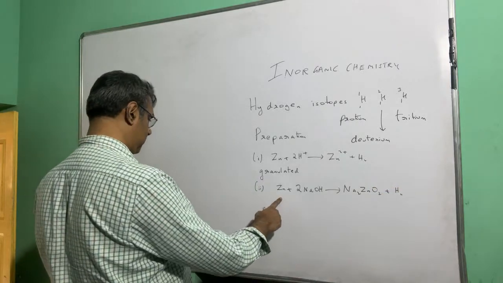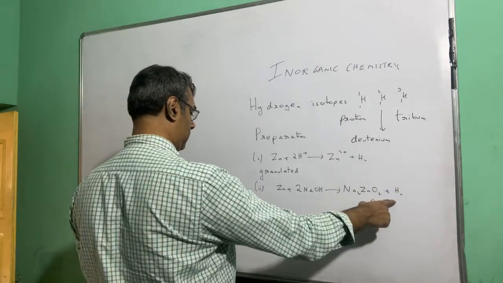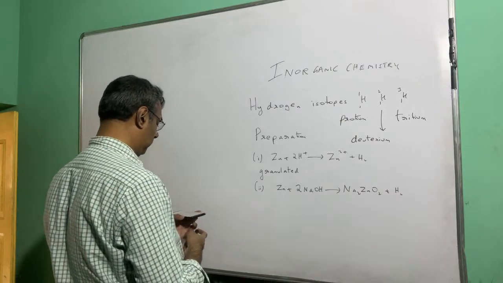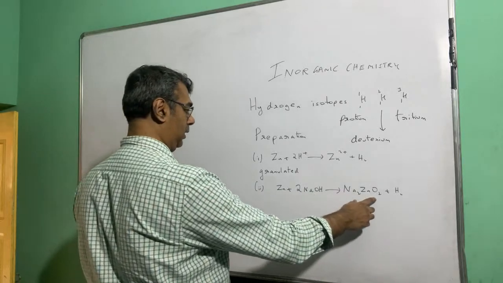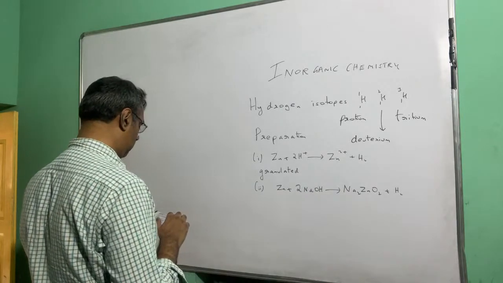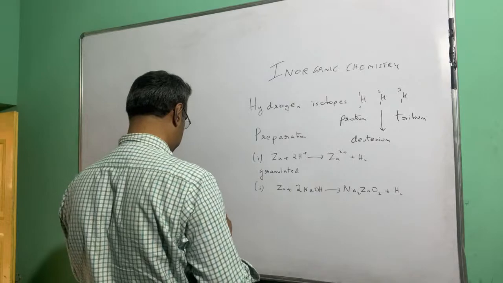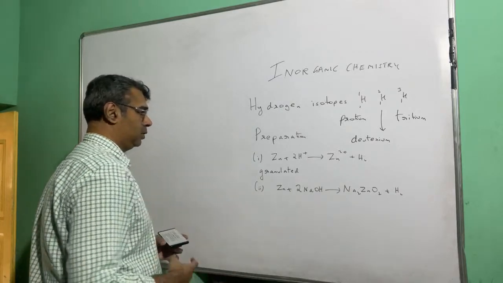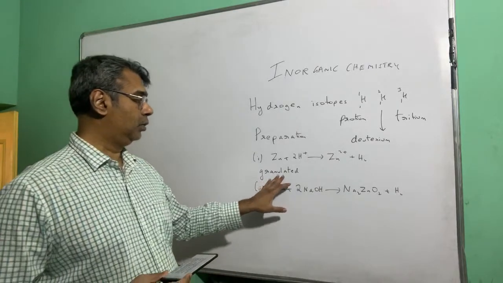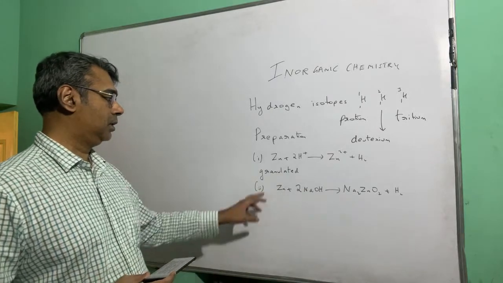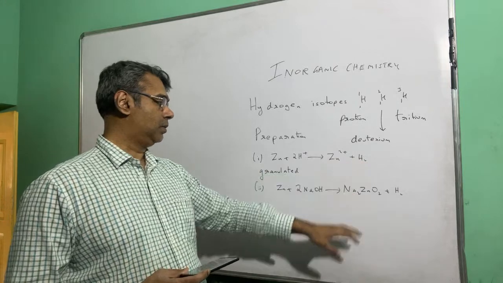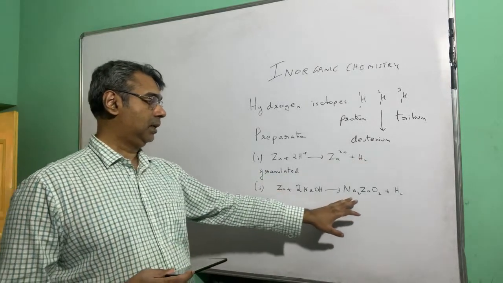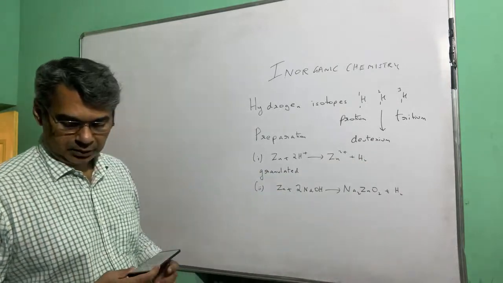Then zinc plus aqueous alkali is Na2ZnO2 plus H2. So this is the second reaction. So these are the preliminary two methods to prepare hydrogen. Zinc plus dilute acid gives a zinc salt plus hydrogen gas. Zinc plus aqueous alkali is Na2ZnO2 plus H2.